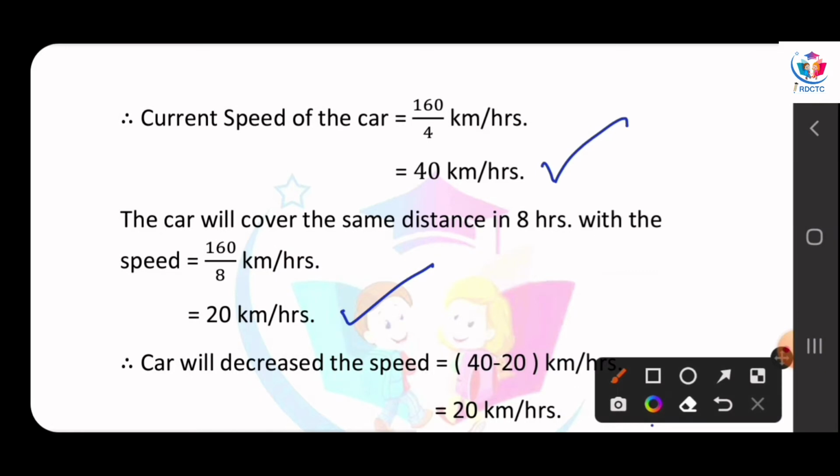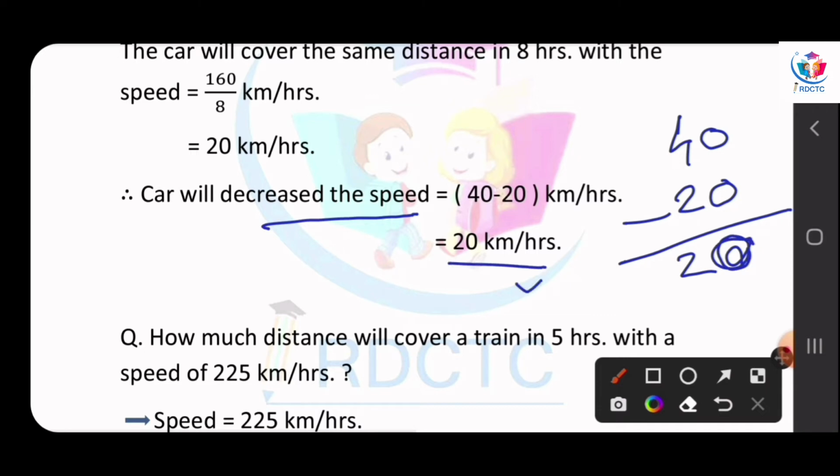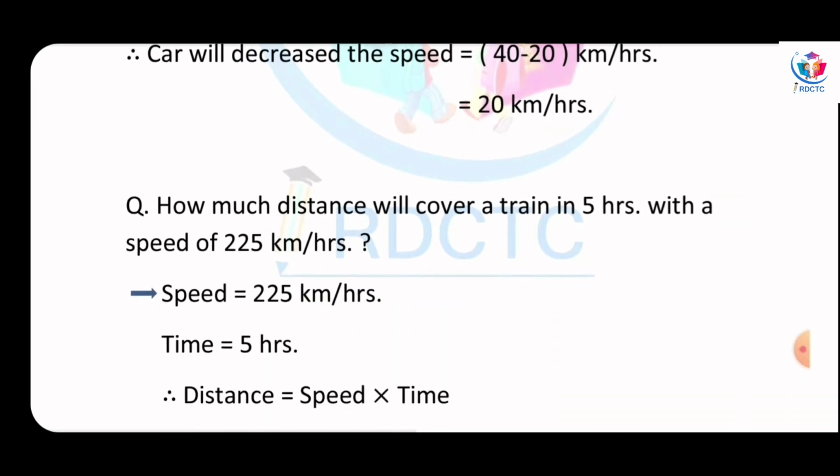The car will decrease the speed by 40 minus 20. The answer is 20 km per hour. It means the car has to decrease its speed by 20 km per hour to reach the same destination in 8 hours. Okay, let's see our next question.